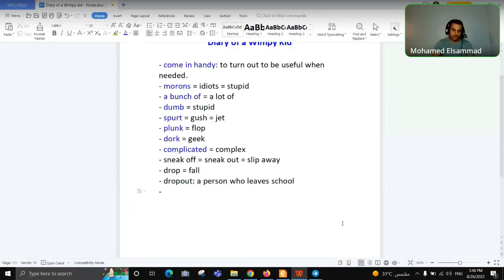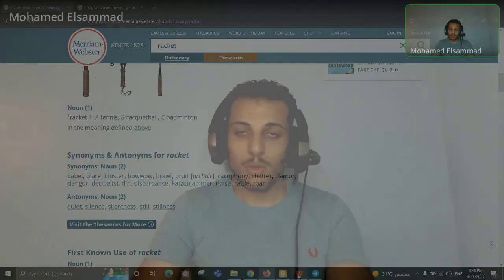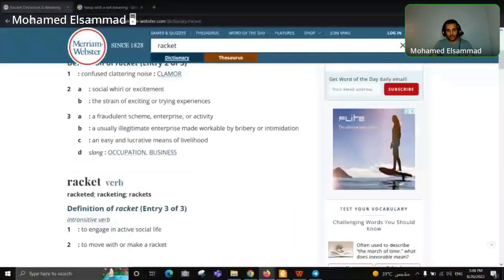Racket means noise. So the easier word for racket as a definition, it equals noise. You also get another word, blare. Blare, I like this word. So you memorize what you write, what you like. Okay, this is pretty cool, guys. So that's why English is fun.